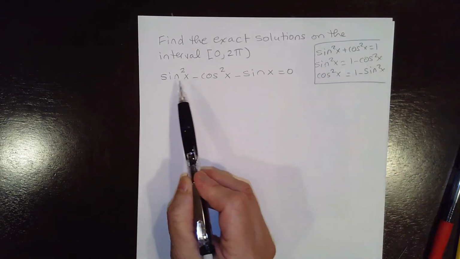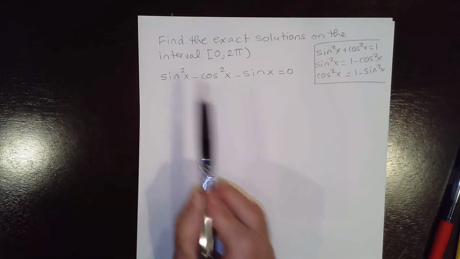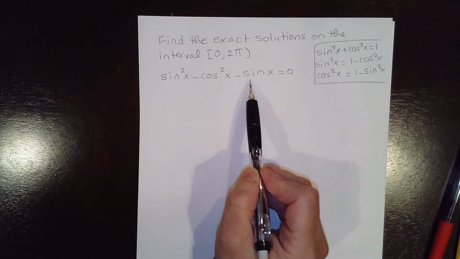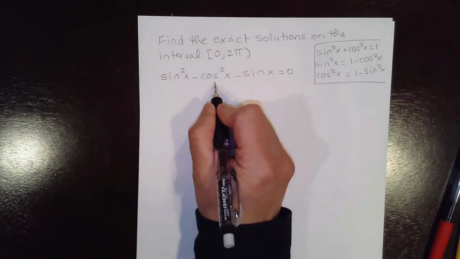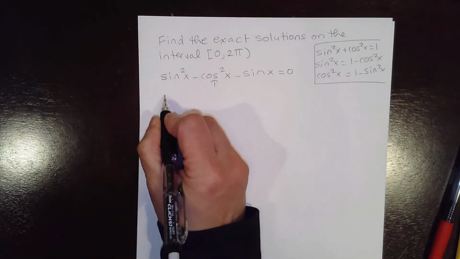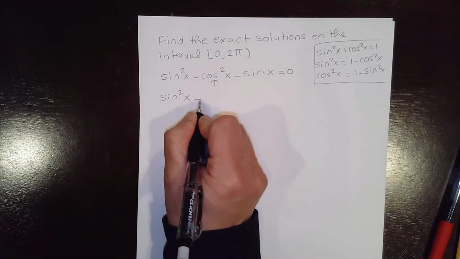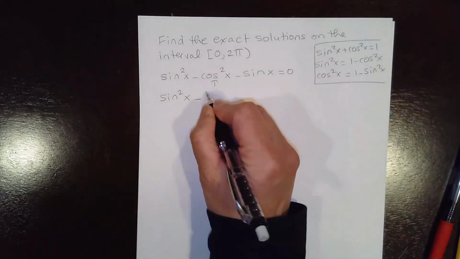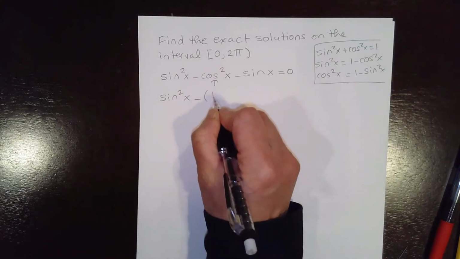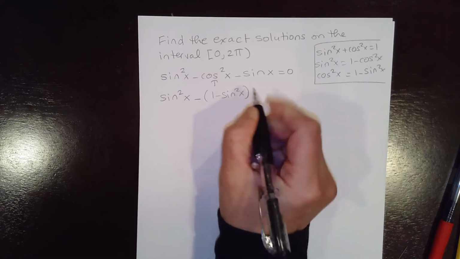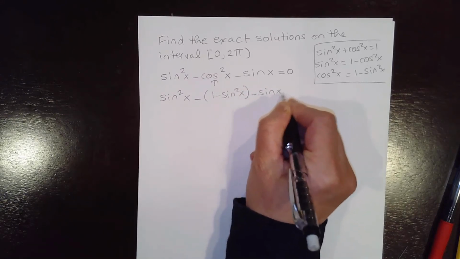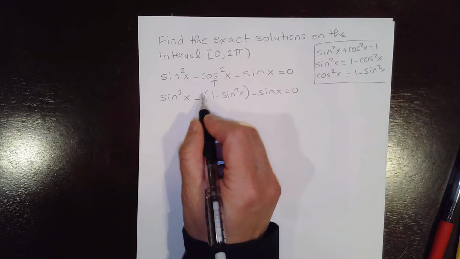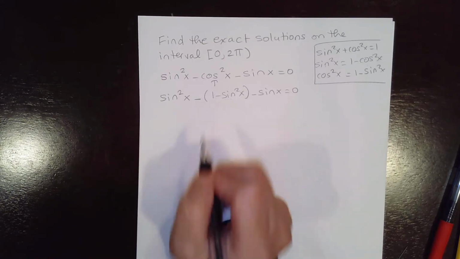So we need to either change this to cosine squared or this to sine squared. Since I have a sine x, I'm going to leave the sine, so I'm going to have to change this. So that would give us what? We have sine squared x minus cosine squared x, which is 1 minus sine squared x. So make sure you have the parentheses: 1 minus sine squared x, minus sine x equal to 0. Now remember, we had to put the parentheses because then we have an invisible 1 here. Negative 1 is multiplied by 1 and multiplied by negative sine squared x.